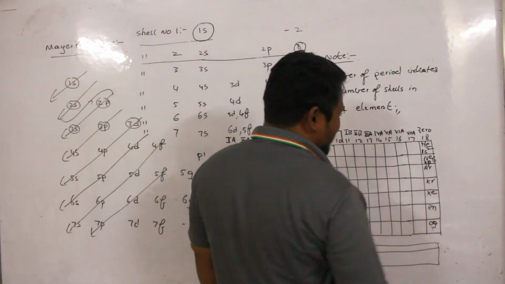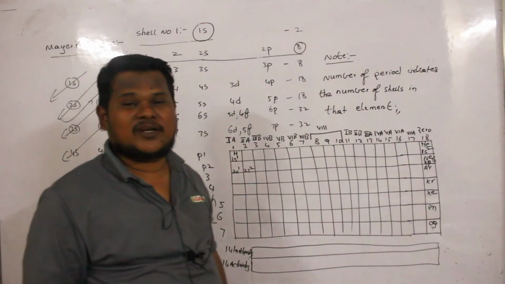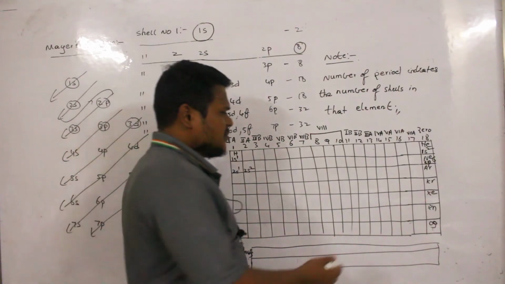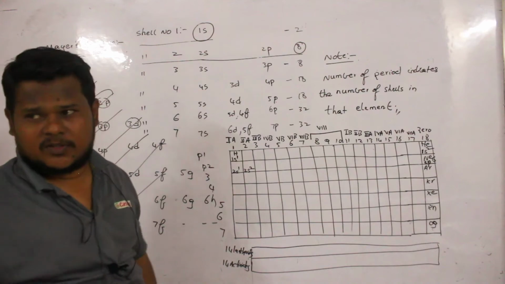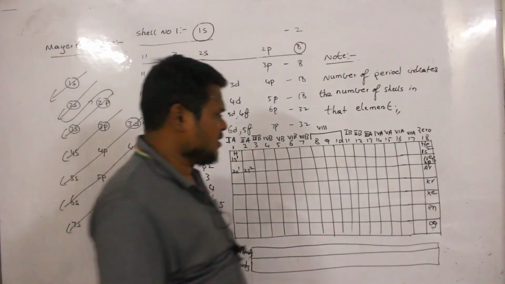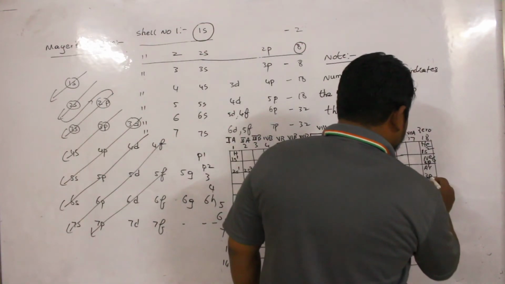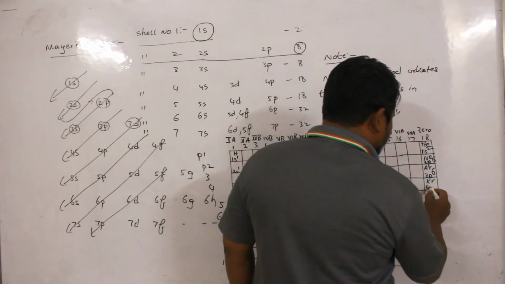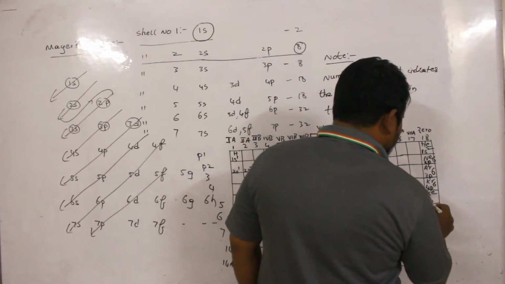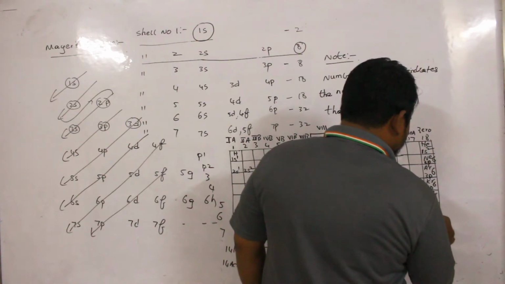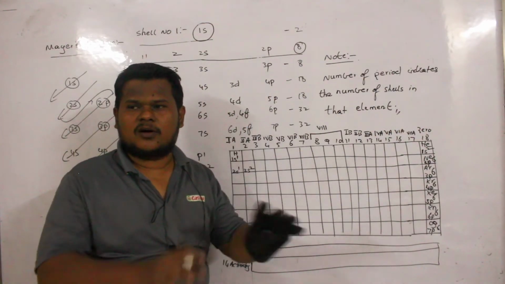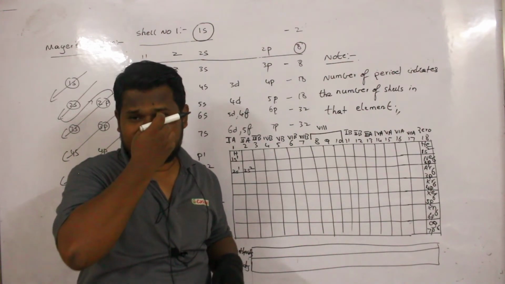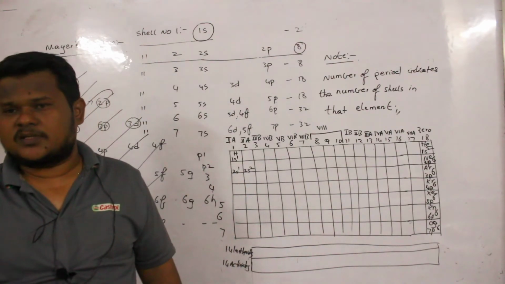Okay. Next, argon. What can be the outermost configuration of argon? 3p6, because this is in the third shell, no? Third period. Shell and period are both the same. Clear now? So this is 3p6. Next write this one, 4p6. This one, 5p6. This one, 6p6. And this one, 7p6. Okay? So all the electrons are completely filled in all the shells in the case of noble gases. So that is why they don't react with anybody.